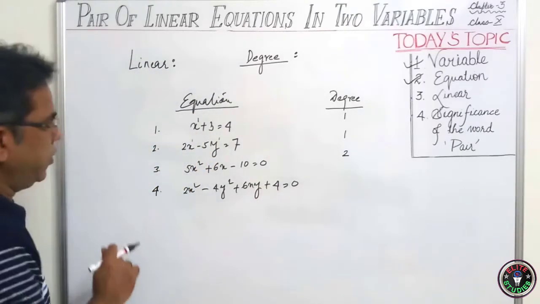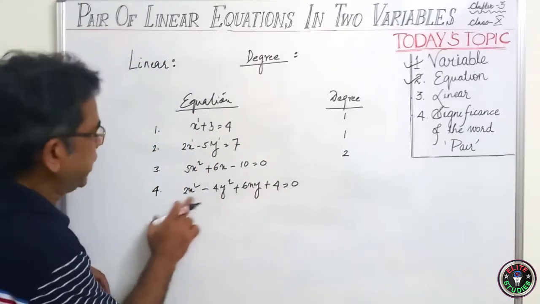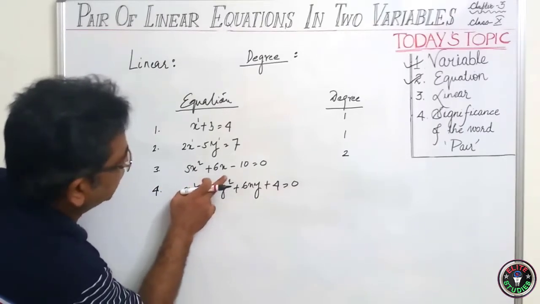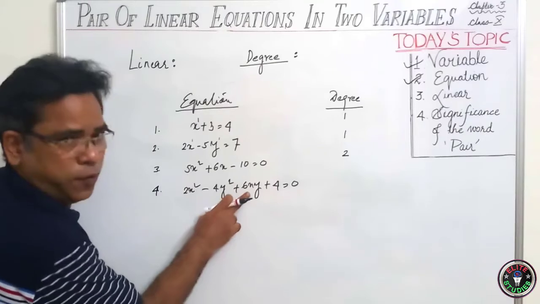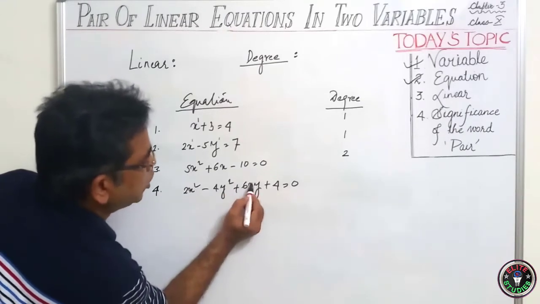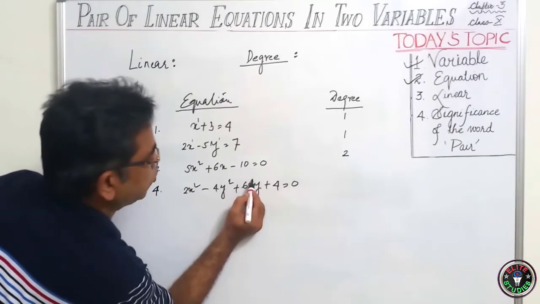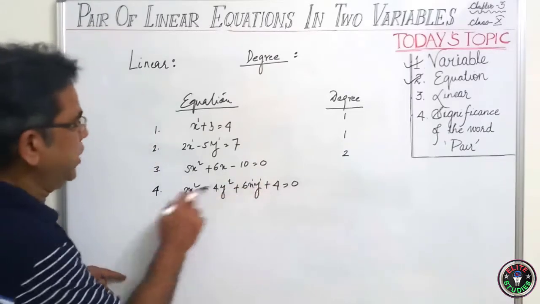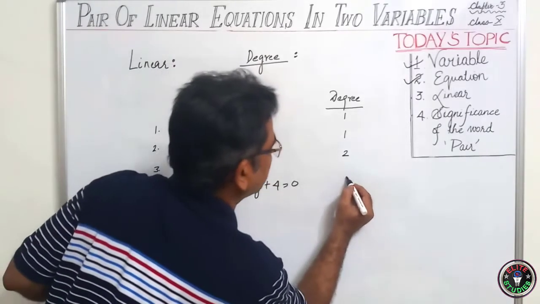Let us consider this equation. Here there are two variables x and y. In this term, the highest power is 2. In this term, the power is 2. In this type of term, you have to add the powers of the two variables. Here it is 1, here it is 1. 1 plus 1, 2. So here again the highest power of the variable is 2.